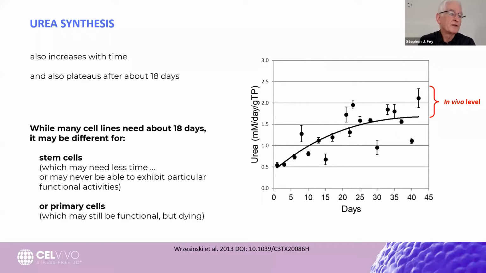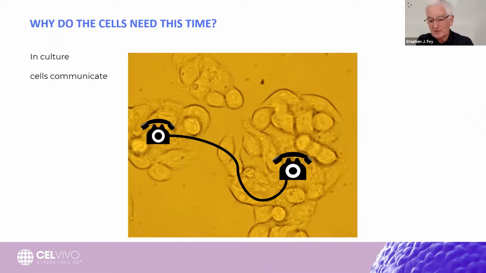Primary cells probably are at in vivo levels at the beginning, but the cells are dying, and so they may be actually losing their ability. So it's important to measure the parameter you want to look at with time. So the question is, why do cells need this time? In culture, cells are communicating like crazy. They're doing it in many different ways, and they're very, very busy at doing it.